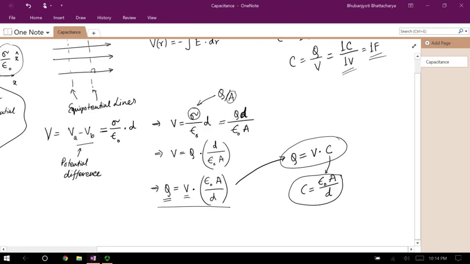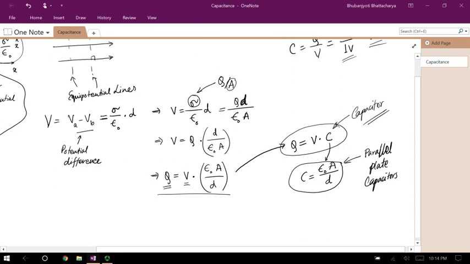Now, this formula, C equals epsilon 0 A over D, works only for parallel plate capacitors. But this is generally true: Q equals C times V, or Q equals V times C. This is generally true for any capacitor.